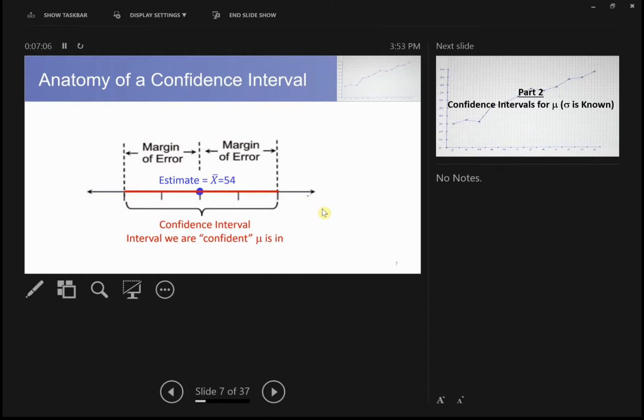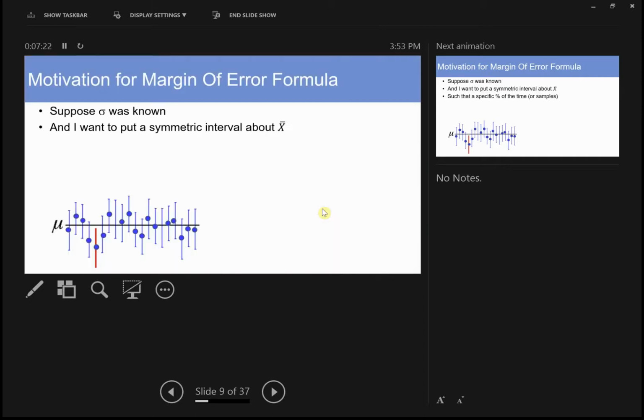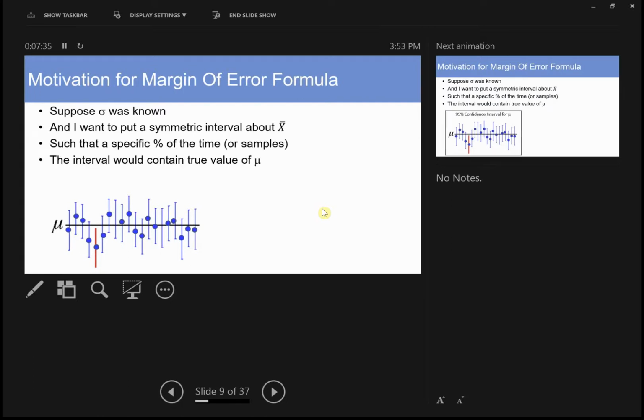And we're going to talk about what the word confidence means. So the first thing we're going to do is figure out how we get a confidence interval when we know the population standard deviation, when we know what sigma is. How do we do that? So here's the idea. We're going to suppose that the population standard deviation is known. And I'm going to want to put a symmetric interval about the sample mean, such that for a specific number of samples, that interval is going to contain the true value of the mean.